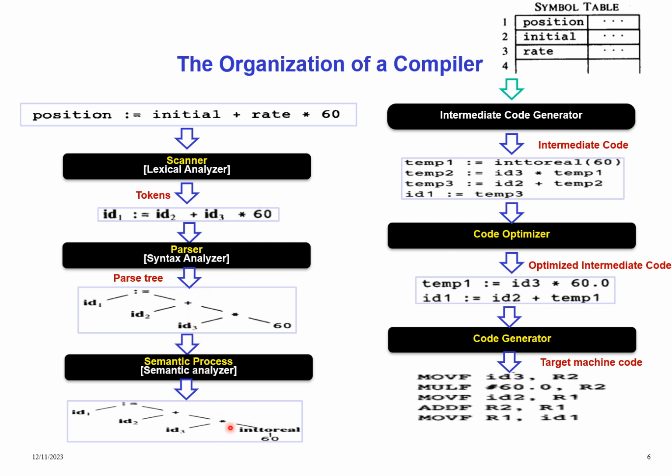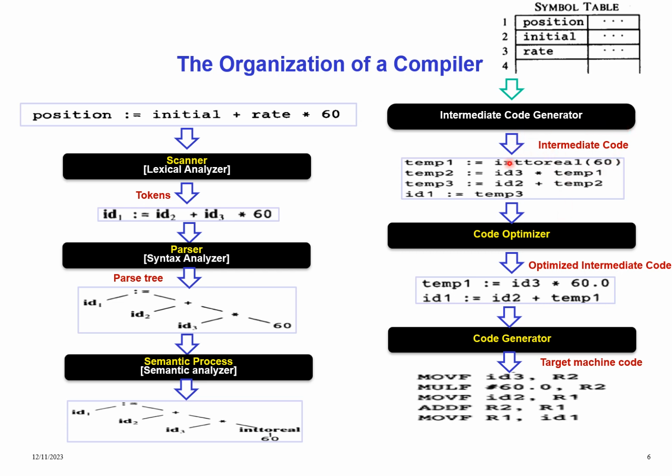After the semantic analyzer part, the output is given as an input to the intermediate code generator. It generates an intermediate code. The intermediate code is nothing but a syntax tree, or three-address code, or we can say infix and postfix and many more.